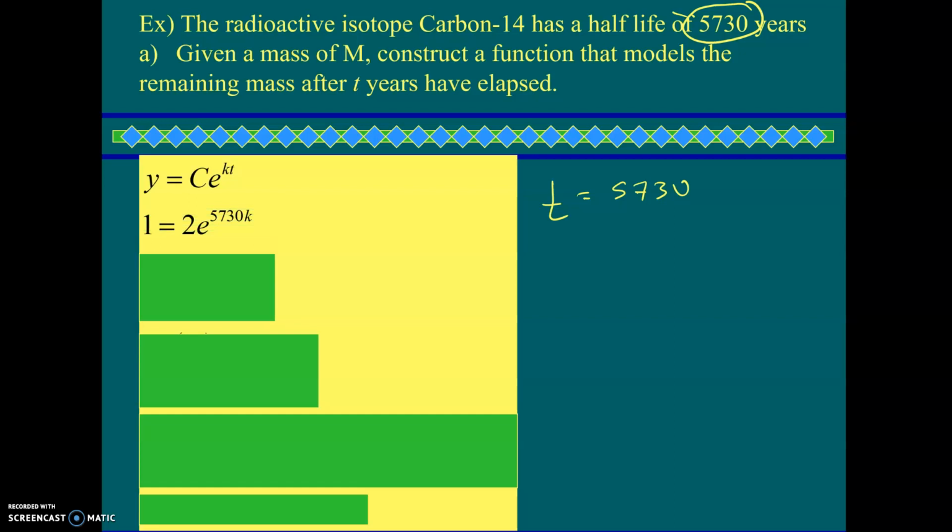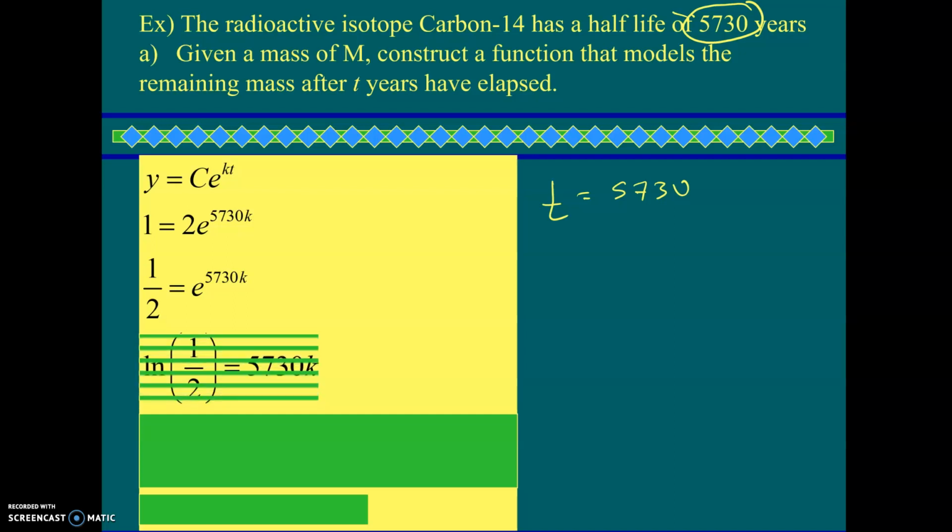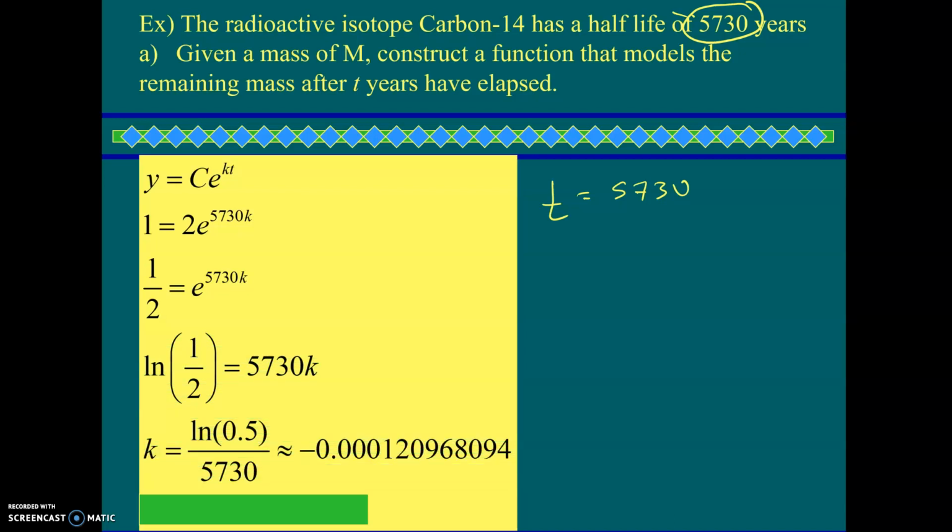So I'm going to say my initial amount c is 2, so after 5,730 years, I will have 1 left, whatever unit of measurement that is. And then I divide that 2 over, and I'll get a half. So again, it doesn't matter what your initial amount c is. Once you divide that over to the other side, you better have a half, okay? Now, if I want to get the k out of there, I rewrite it as a log, so it's the ln of 1/2 equals 5,730k, divide by the 5,730 to get k by itself. And that's the decimal value.